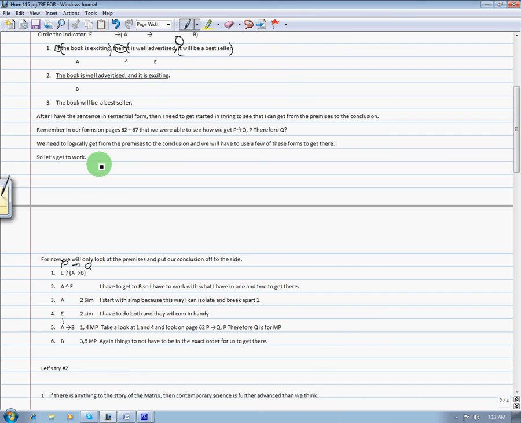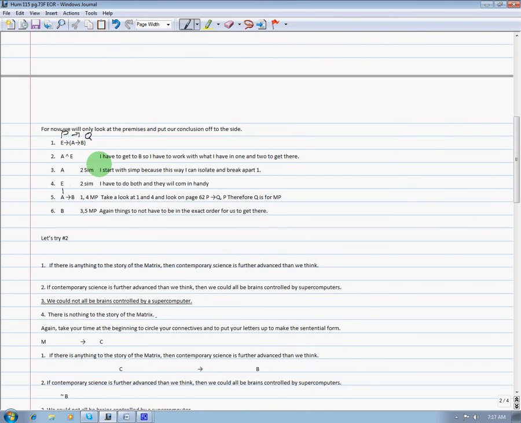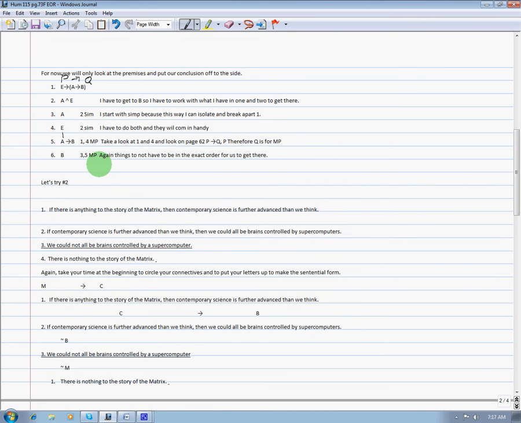If there's anything to the story of the matrix, then contemporary science is further advanced than we think. If contemporary science is further advanced than we think, then we could all be brains controlled by supercomputers. We could not all be brains controlled by supercomputers. There is nothing to the story of the matrix. Again, take your time at the beginning to circle your connectives and to put your letters up to make sure you have the sentential form.